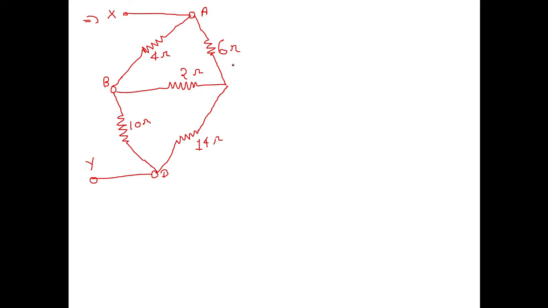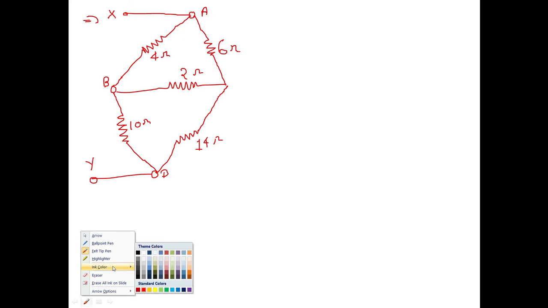Now first of all, we'll try how to find this sort of problem. Step number one: say this one is point P, this one is point Q, this one is point R, and this one is point S. We have to find the equivalent resistance across X and Y. First of all, check whether this bridge is balanced or not. If this bridge is balanced, half of the problem gets eliminated.